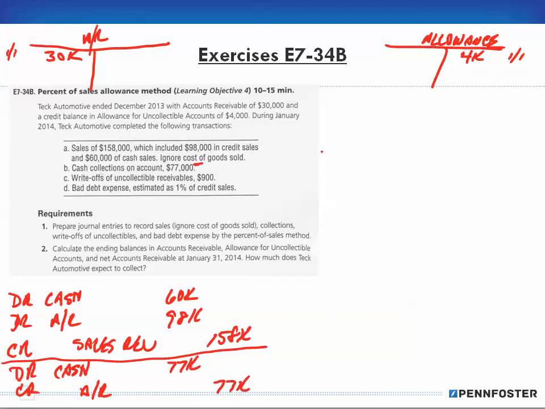Right. C, write off uncollectible receivables of $900. Okay. Now, here's the catch. We already know that we have a balance here of $4,000 in our allowance account from December 2013. All right. So we've already calculated the estimate of uncollectible accounts, and that's all part of this $4,000.